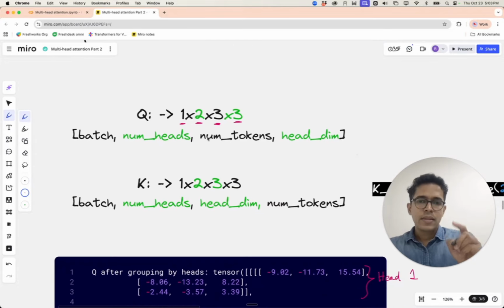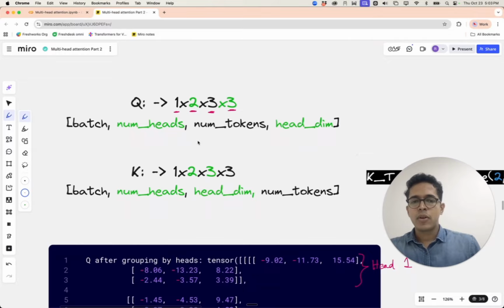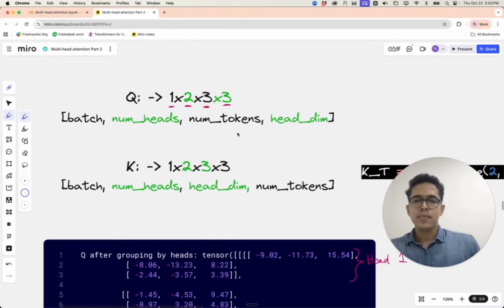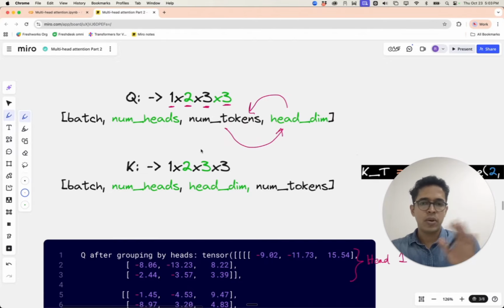Key, on the other hand, should exchange a couple of things. One is the number of tokens should go here, and head dimension should come here for key, not for query. Query can remain the same. We don't take the transpose of query, but we take the transpose of key. And why do we do this? Because first of all, we don't touch the batch. What if batch size was 1? What if the batch dimension did not exist at all? So anyway, we know that we don't take transpose. In the transpose, batch is not involved.